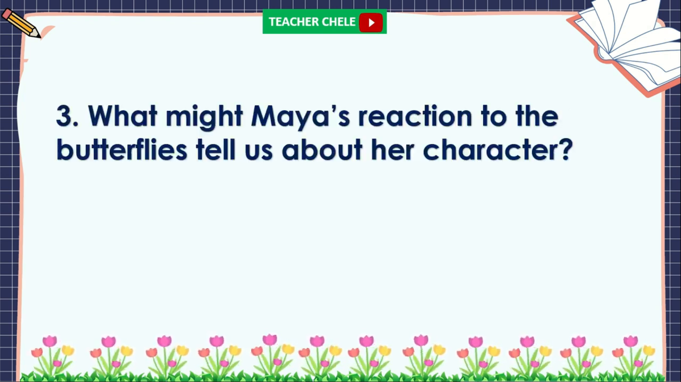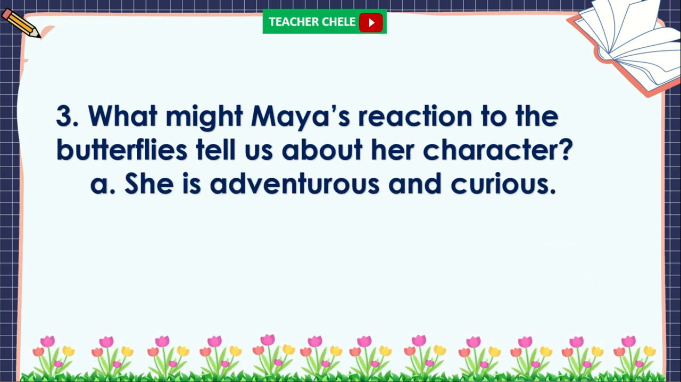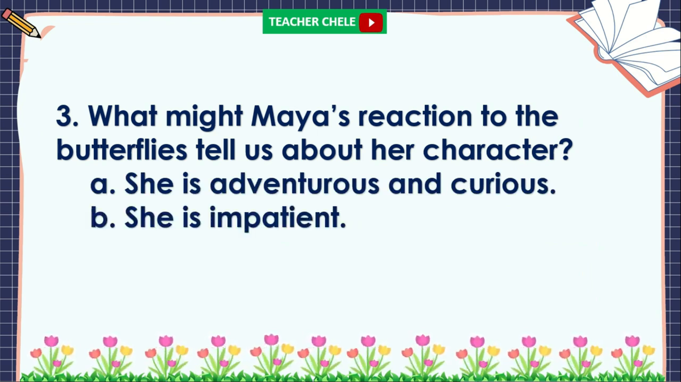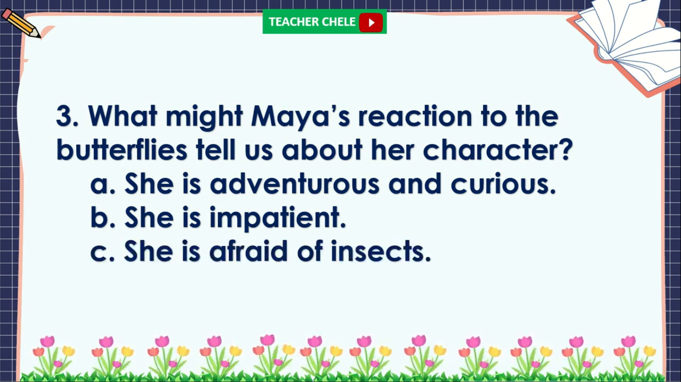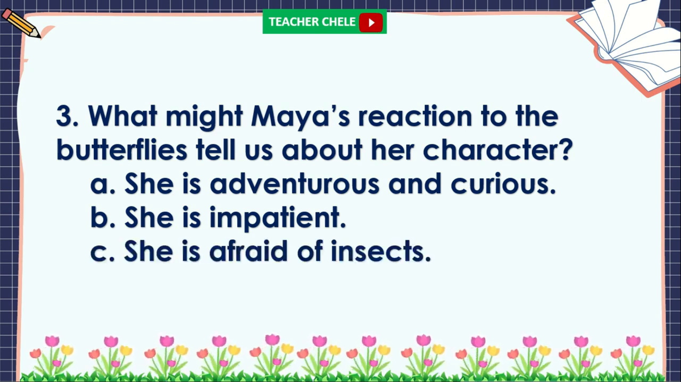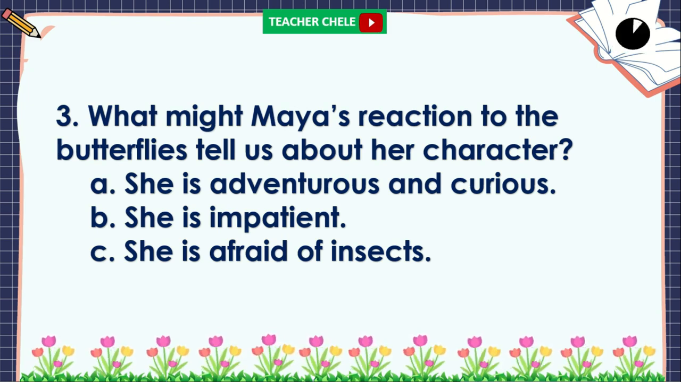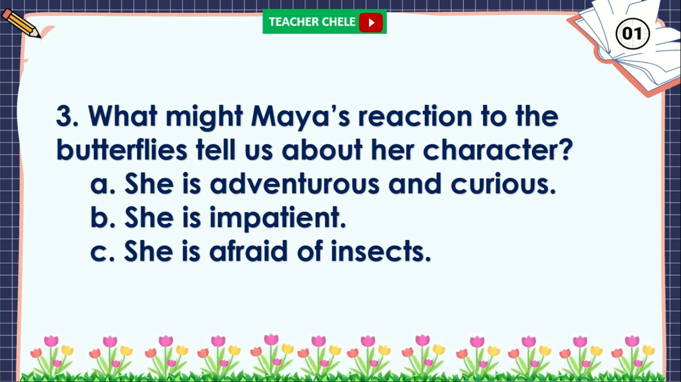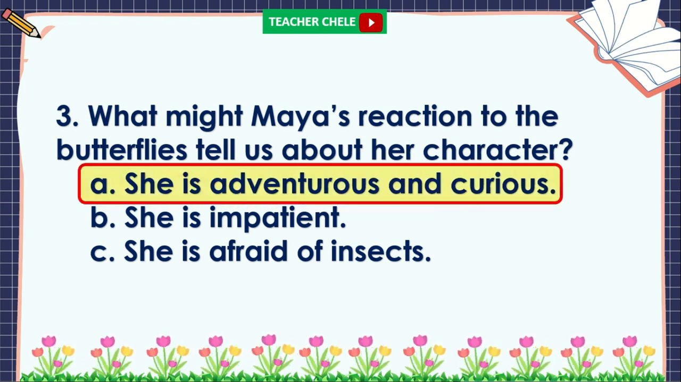Number 3. What might Maya's reaction to the butterflies tell us about her character? A. She is adventurous and curious. B. She is impatient. Or C. She is afraid of insects. You're right. The correct answer is letter A. She is adventurous and curious.